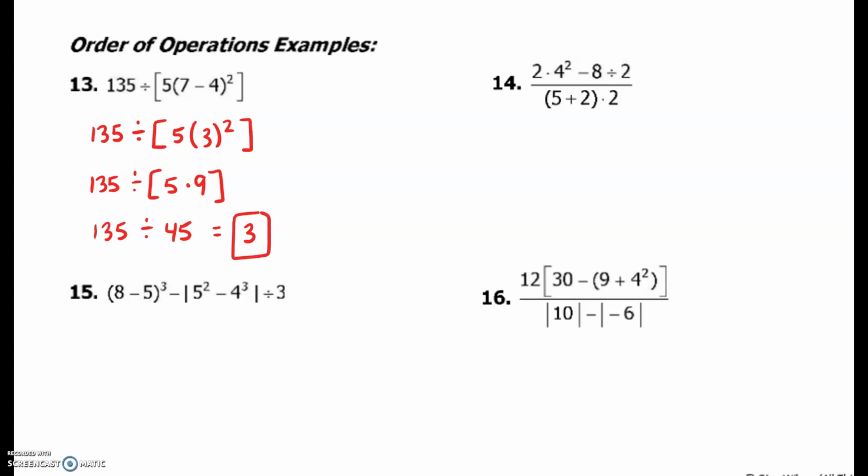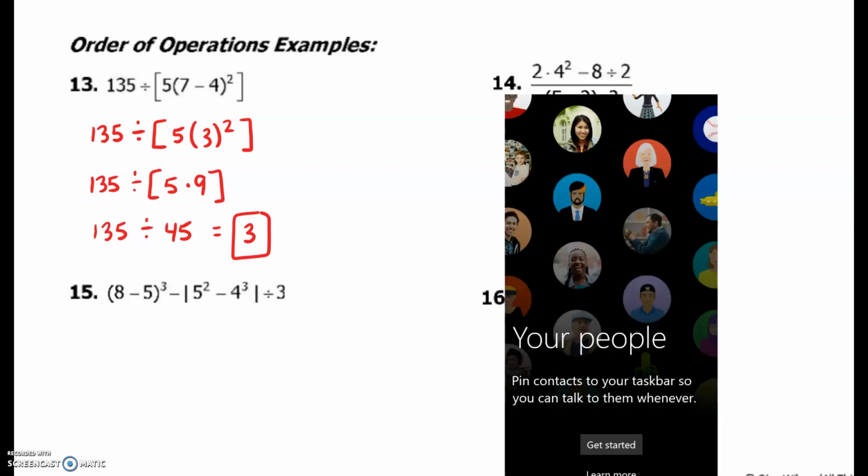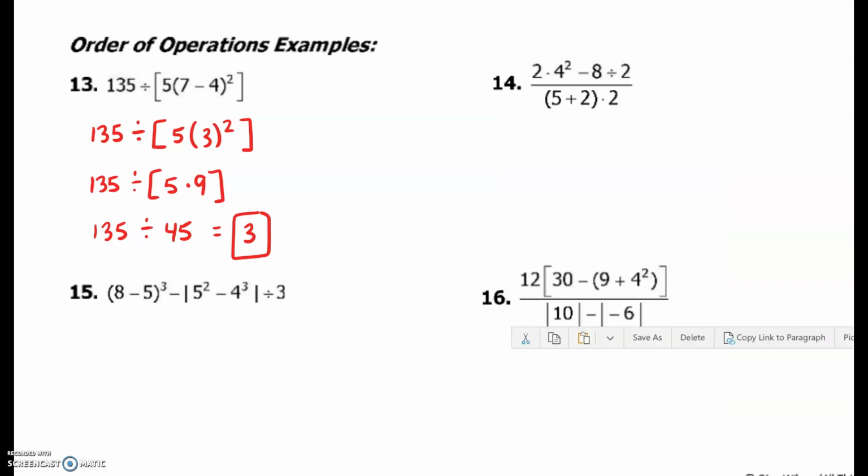Now number 14, you want to treat this as almost two separate parts. We want to simplify the top, and then we're going to simplify the bottom, and then we're going to divide the results that we get in both of those cases. So if we look at number 14, I'm going to focus on the top half of this expression. So I'm going to start with the exponents within the numerator. That would give us 4 squared. So 4 squared is equivalent to 16.